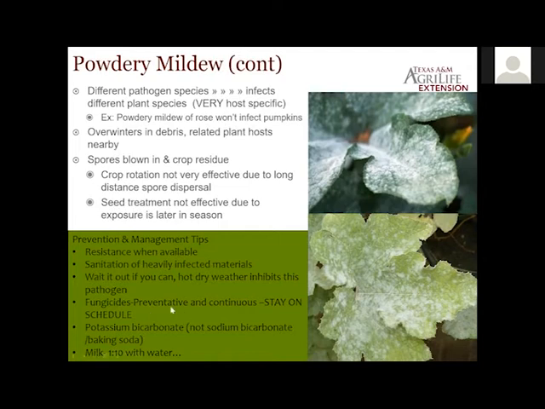Some people say potassium bicarbonate, which is not quite the same thing as sodium bicarbonate, which is baking soda, but potassium bicarbonate can be effective. Some people say milk diluted 1 to 10 with water can be effective. I've never seen published data on that in a scientific journal. That's not to say it won't work. If you see great results, let me know.